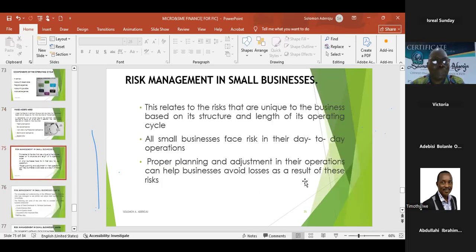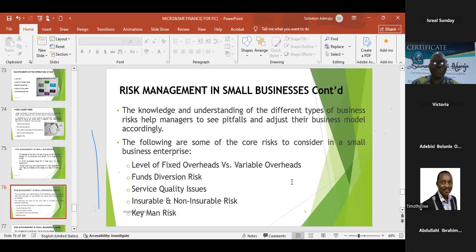So what are the risk management? What are the risks in small businesses? Small businesses face a lot of risks that we have mentioned before. So it calls for proper planning and adjustment in the operation activities. Also you have to know the core risk, like the level of fixed assets, fixed overhead. We have some businesses that are prone to fixed overhead, fixed costs, like eateries, like food, like some other businesses where the overhead is more than the variable cost.